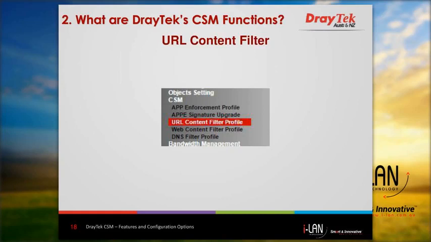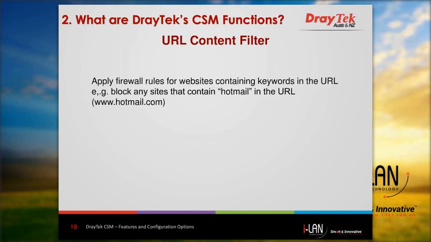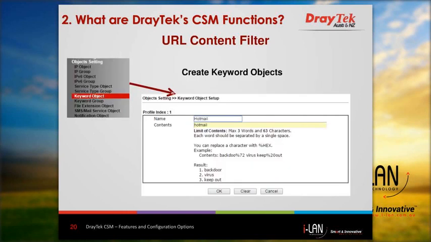So the next menu option under CSM is the URL content filter profile. The URL content filter allows you to enter keywords for websites that you want to block. For example, we may want to block any websites that have Hotmail in the URL. To do this, we first need to define the keyword objects in the object setting keyword object menu that I've got shown here. And for our example, we enter the keyword Hotmail for the contents.